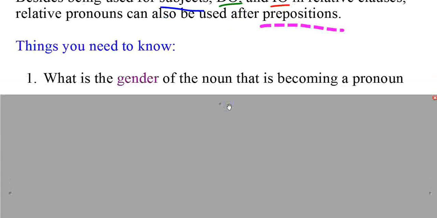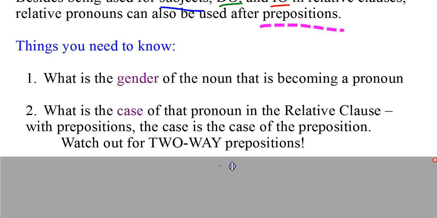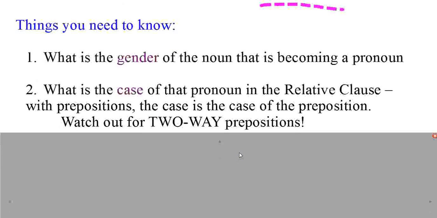As always, what is the gender of the noun that we are now making into a pronoun? So it's either masculine, feminine, neuter, or plural. Second, what is the case in the relative clause? So that's the clause or the statement that's going to have the relative pronoun. Is it nominative, accusative, dative, or genitive? Because we are dealing with prepositions, we are dealing with the case of the preposition. That's why I hope you wrote down all of the prepositions by case.